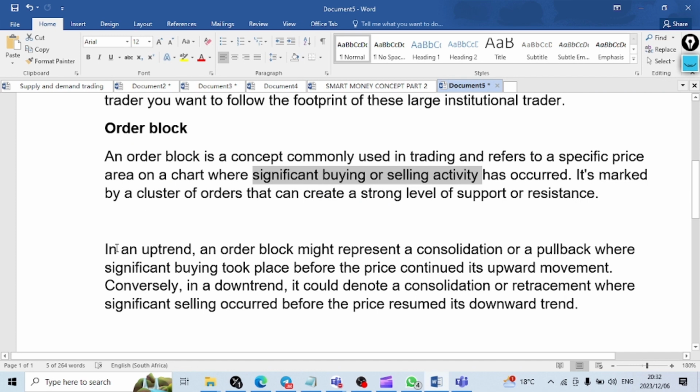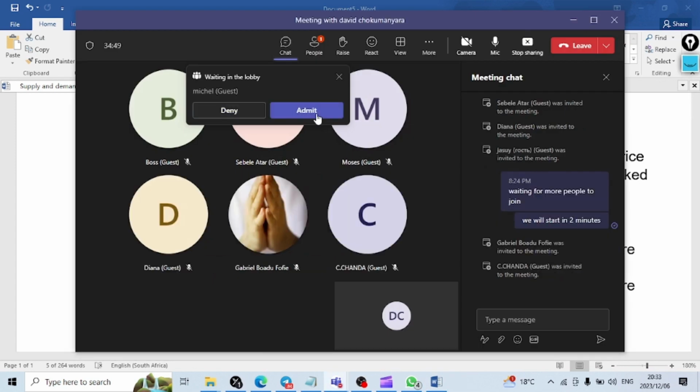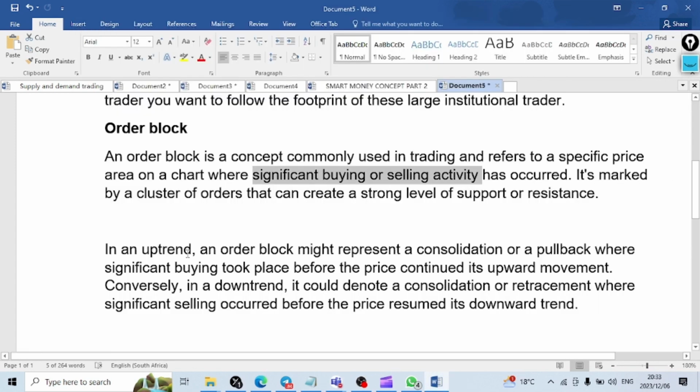We talked about an order block. In an uptrend, an order block might represent consolidation or a pullback where significant buying took place before the price continued upwards. When we talk about the downtrend, it's basically the opposite. It could denote a consolidation or a retracement where significant selling occurred before the price resumes its downtrend.